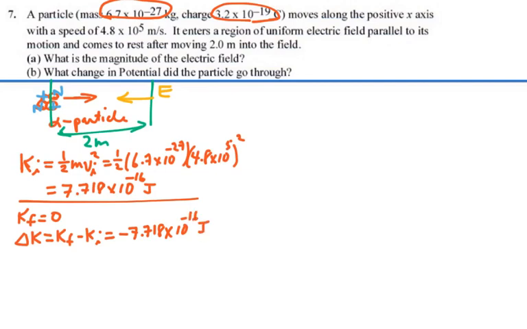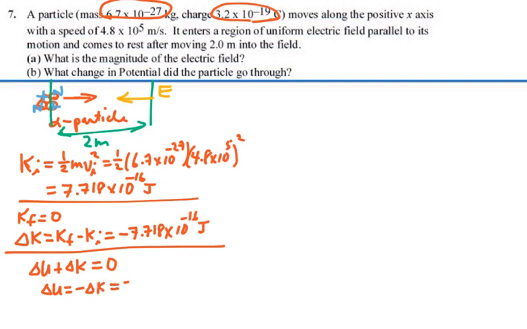Sounds good. If we're using energy considerations, we know that for this kind of field, the change in potential energy plus the change in kinetic energy is equal to our change in energy, which actually is 0. So our change in potential energy is going to equal the negative of the change in kinetic energy, and hence it's going to be a positive 7.718 times 10 to the minus 16 joules.